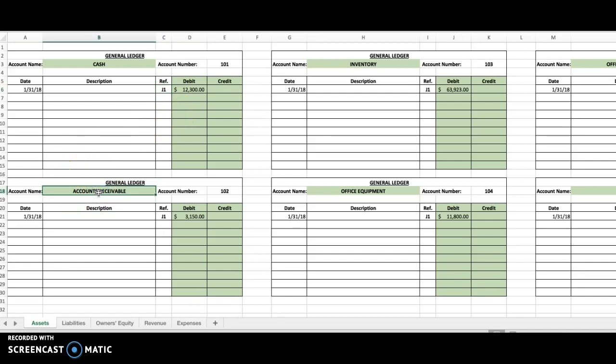Another account, accounts receivable down here, another asset account. Obviously, this is an amount of money that people owe to us. So as of January 31, 2018, people owe us an amount of $3,150. This information, again, came from journal page 1.